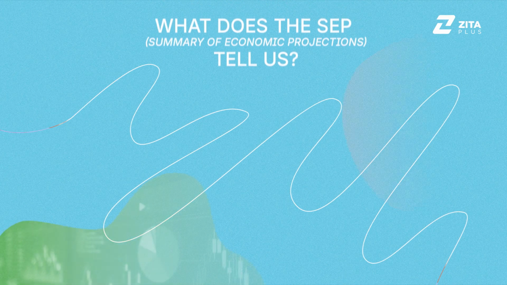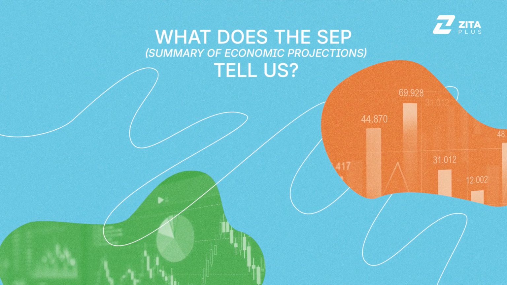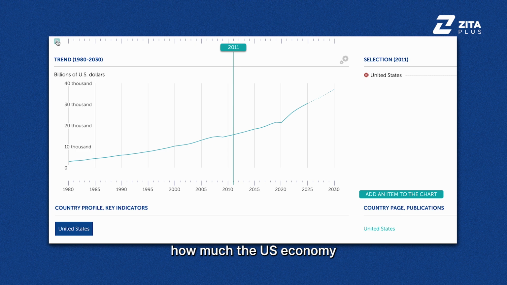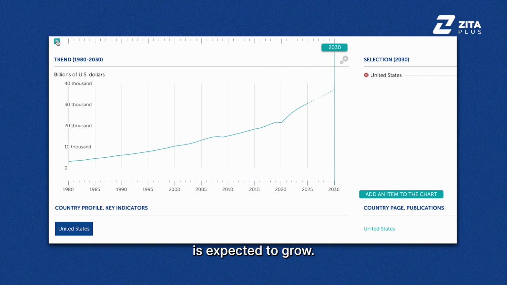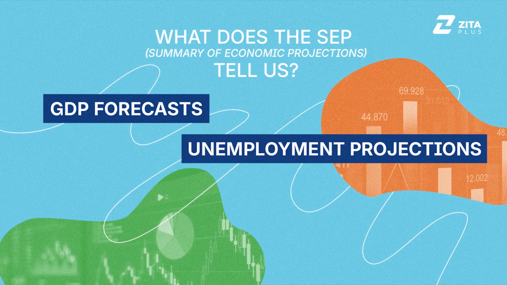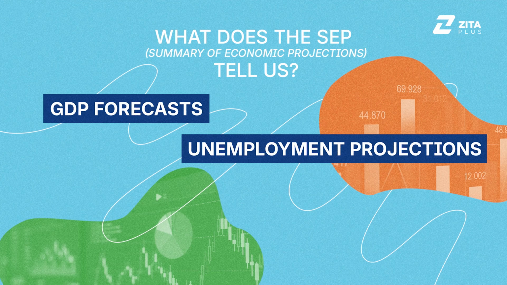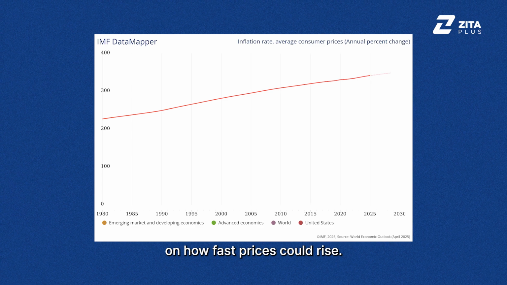What does the SEP, Summary of Economic Projections, tell us? GDP forecasts: the Fed's estimate on how much the U.S. economy is expected to grow. Unemployment projections: how the job market might perform in the months ahead. Inflation expectations: their outlook on how fast prices could rise.